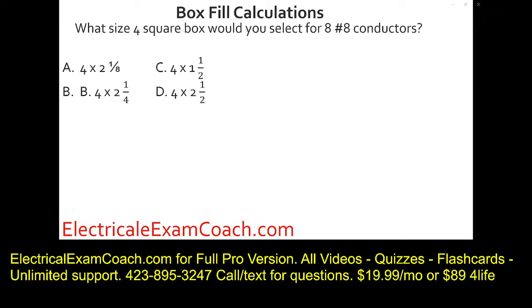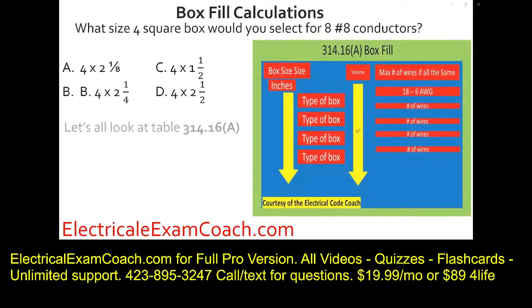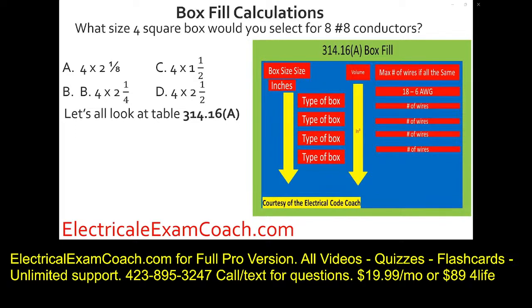What size 4-square box would you select for 8 number 8 conductors? We head to 314.16(A). We're going to start here on the right-hand side, and we're going to find our size wire. Then we come down and make sure that we're in the right type of box. We cross over, and we're going to find that it's A.